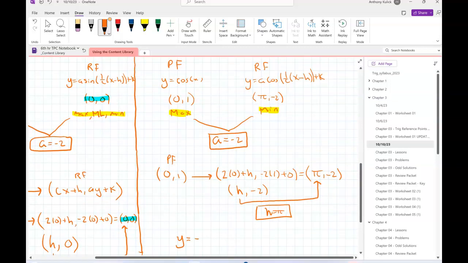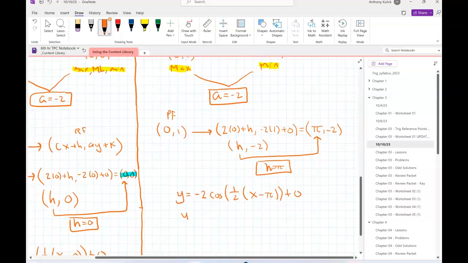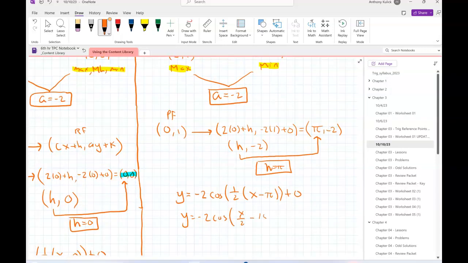So if I write this all out, I have y equals a times cosine of 1 over c, x minus h plus k. Or if I wanted to simplify this out, that would be cosine of x over 2 minus pi over 2.